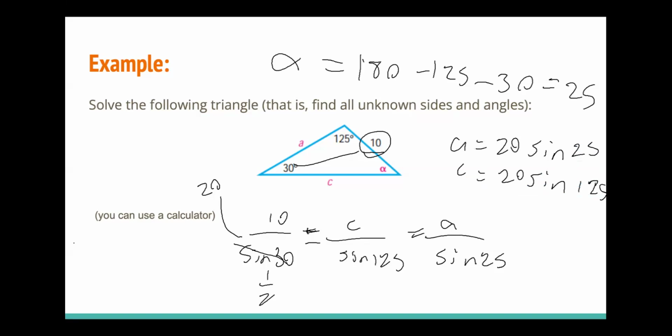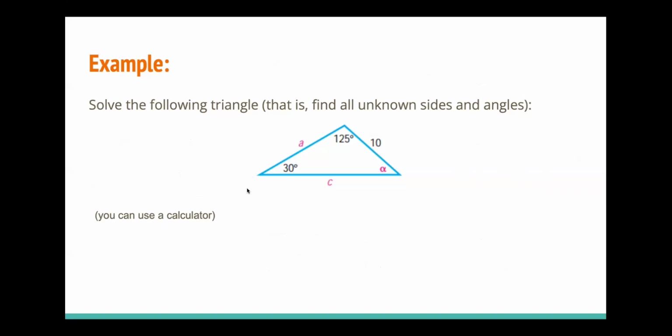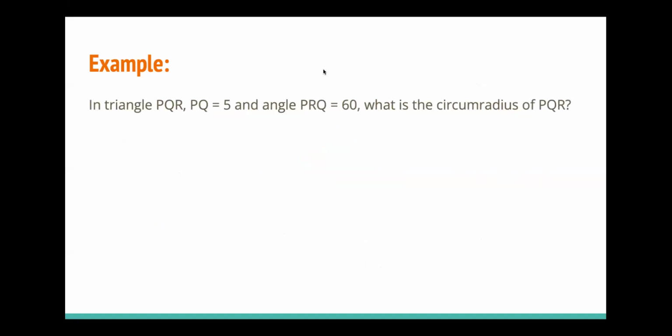You should know how to use your calculator to do trig stuff. You'll get A is equal to 8.45 and C is equal to 16.38. Next problem. In triangle PQR, we have PQ is 5, angle PRQ is 60. What is the circumradius?